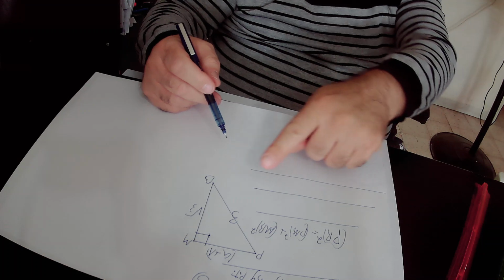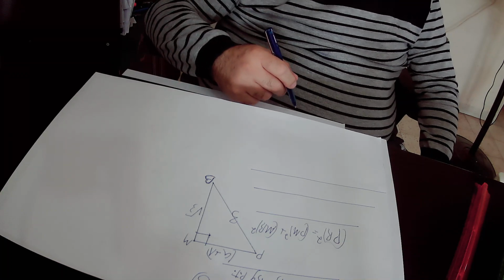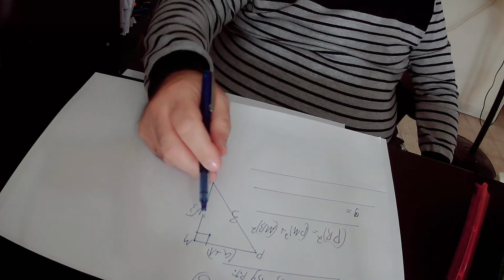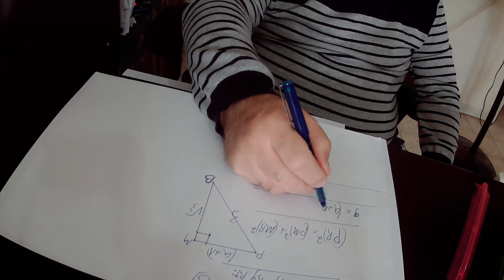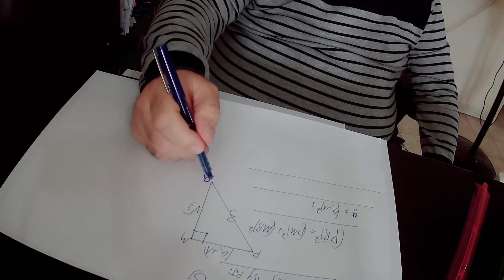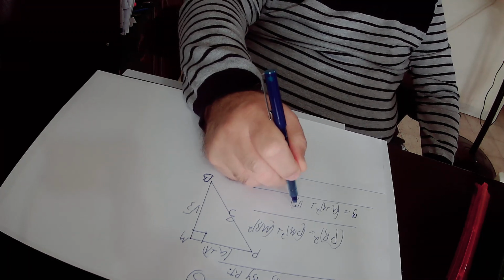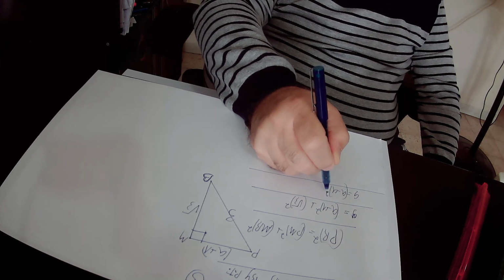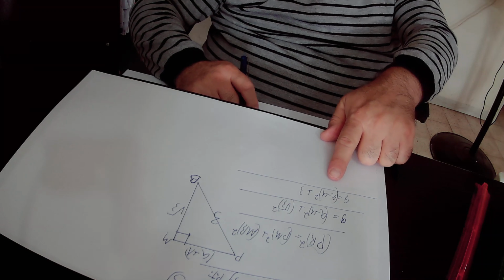The hypotenuse PB equals 3 units, therefore PB squared is 3 squared, that is 9, and it is equal to PM squared. PM equals A plus 1, therefore PM squared is A plus 1 squared, plus MB squared. MB is equal to the square root of 3, therefore MB squared is equal to 3. So 9 equals A plus 1 squared plus 3, according to the Pythagoras theorem.